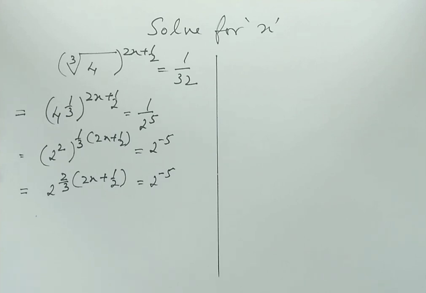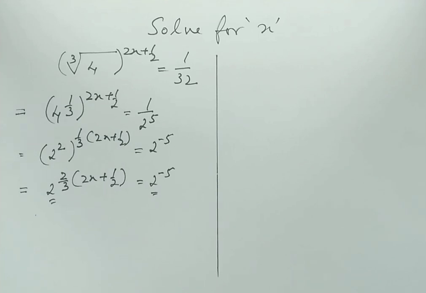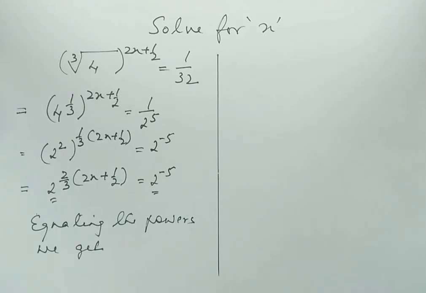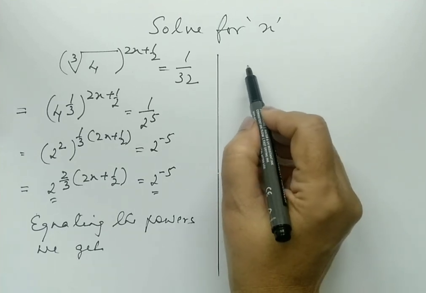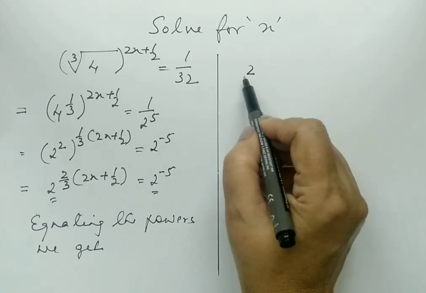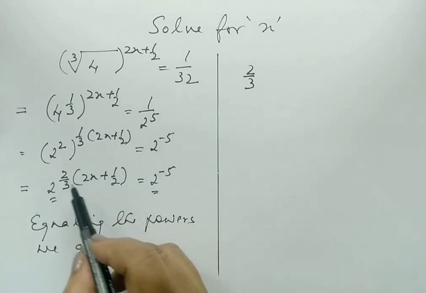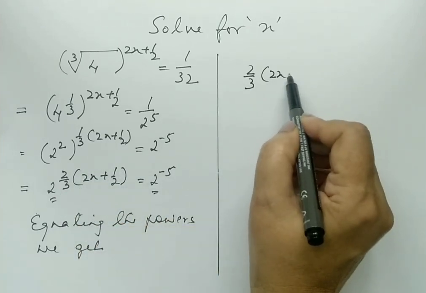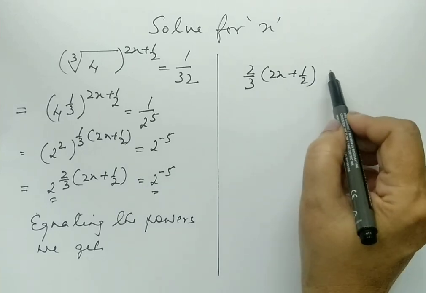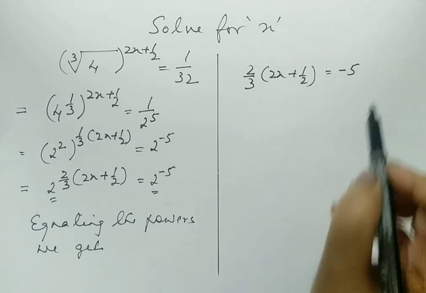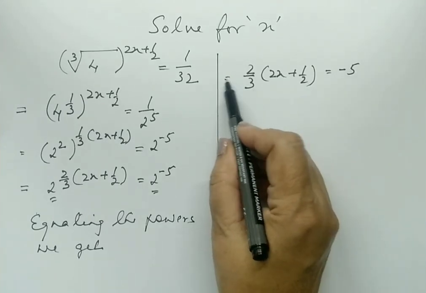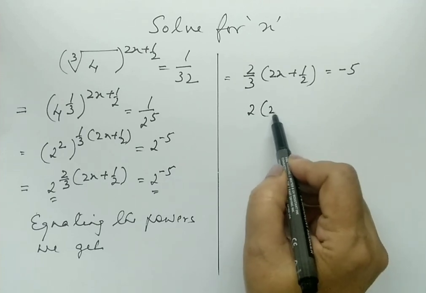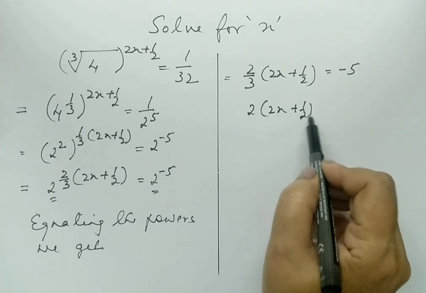Alright, so now when the bases are same, it means that we can equate the powers. Two by 3, this entire thing is the power, 2x plus half equals minus 5. Let's take this 3 to the other side. So we have the numerator left here.